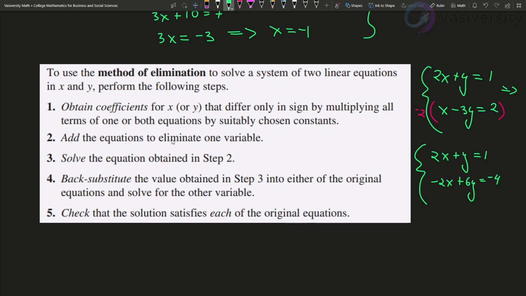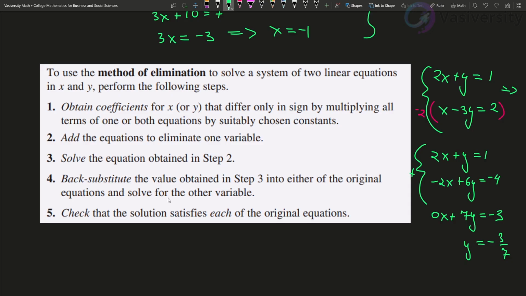Then we're going to be adding the two equations to eliminate one of the variables, right? So here, if we add the two equations, we're going to have 0x plus 7y is equal to negative 3. Then solve the equation. So y, because the x term becomes 0, is equal to negative 3 over 7.